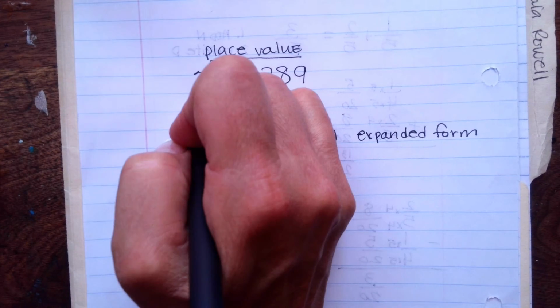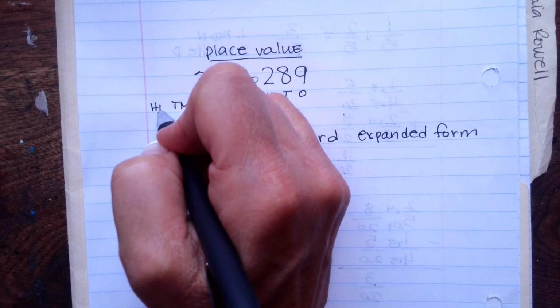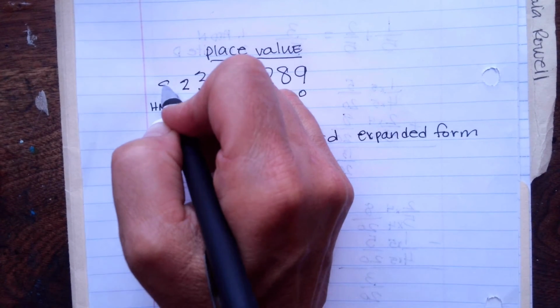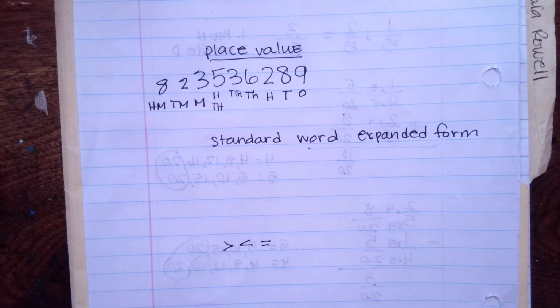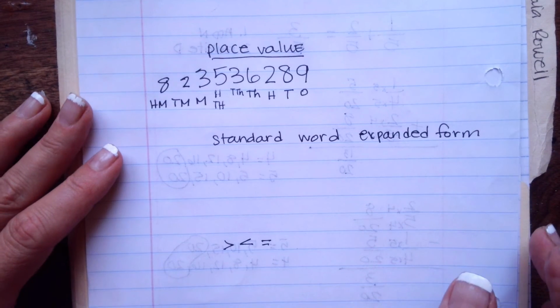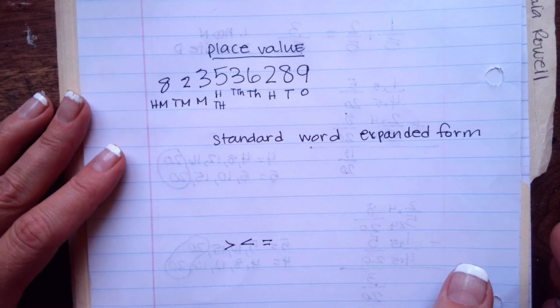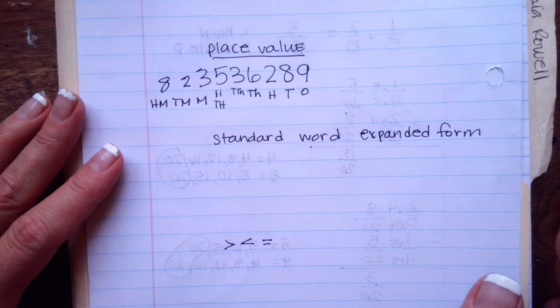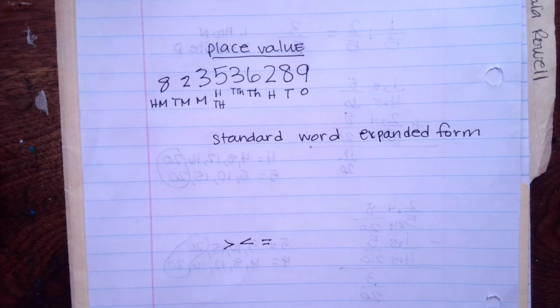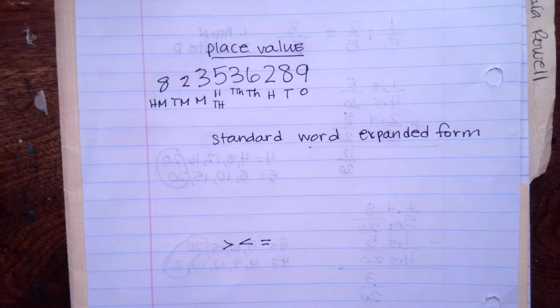Millions. And then 10 millions, and then 100 millions. Then what comes after that? Billions, and then 10 billions, and then 100 billions, and then trillions, and then it just keeps going and going and going. But they'll never ask you past usually millions.